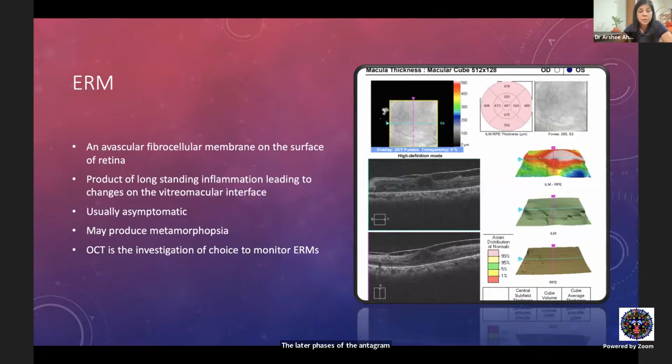Other macular pathologies which you may see are epiretinal membranes. So what are epiretinal membranes? These are avascular fibrocellular membranes on the surface of the retina. Because of long-standing inflammation, a lot of factors playing at the vitreoretinal interface, these membranes can develop. If they are thin, not causing any traction on the retina, they are usually asymptomatic. But they can produce metamorphopsia if there is any traction on the retina. Even in this OCT, we can see that the membrane is causing retinal thickening, and this patient did complain of metamorphopsia. So OCT is the investigation of choice to monitor ERMs.